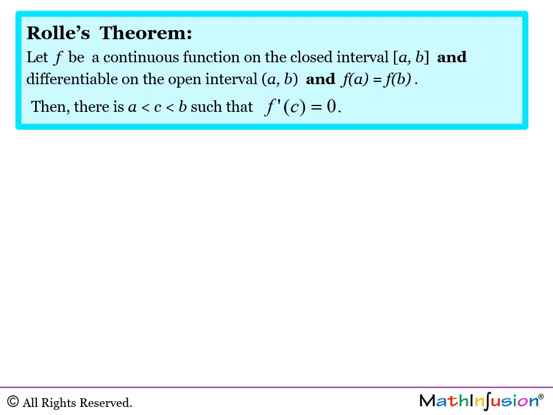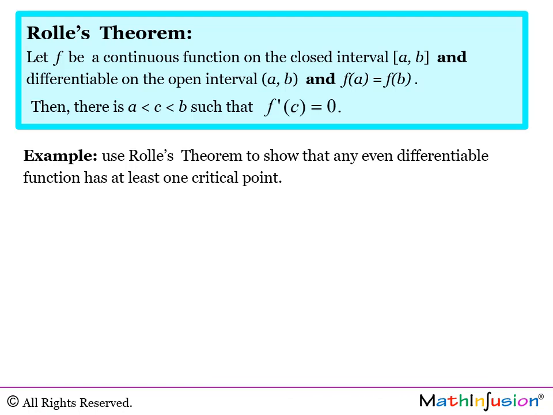And this is Rolle's theorem. Let f be a continuous function on the closed interval [a, b] and differentiable on the open interval (a, b), and f(a) equals f(b). Then there is c greater than a and less than b, such that f prime of c equals 0.